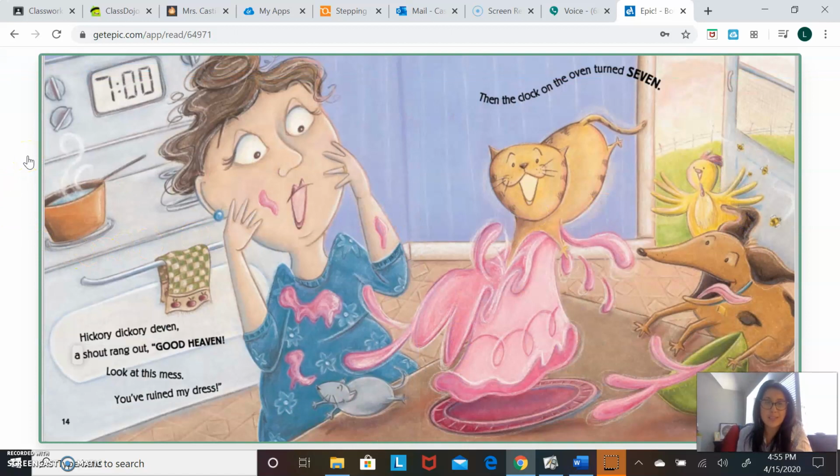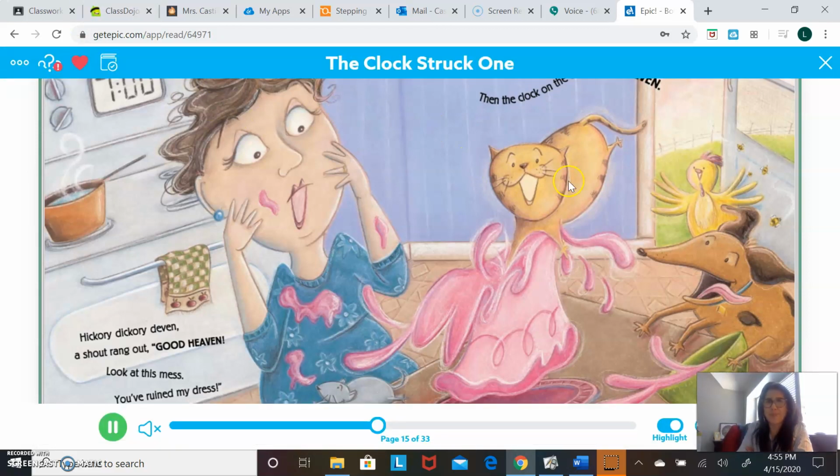Hickory dickory Devon, a shout rang out, "Good heaven! Look at this mess, you've ruined my dress." Then the clock on the oven turned 7. Heaven, Devon, 7. I heard several rhyming words here.